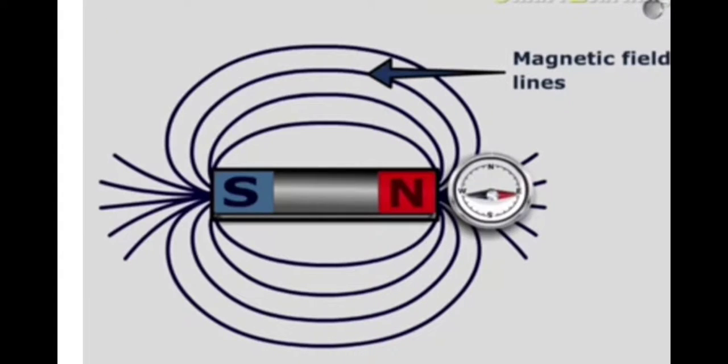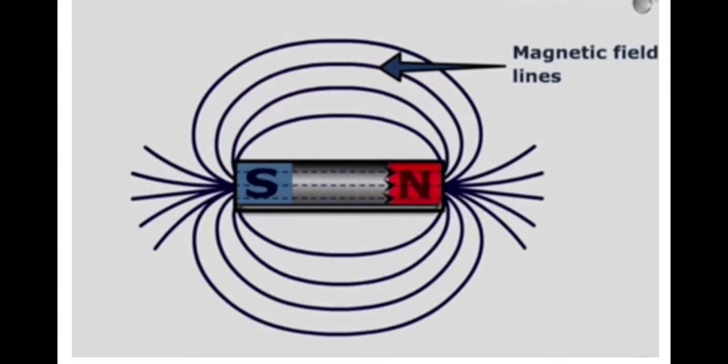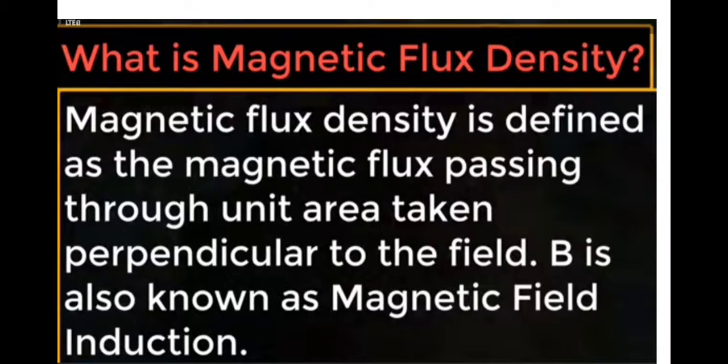Magnetic field has both direction and magnitude. Field lines emerge from the north pole and merge at the south pole. Inside the magnet, the direction of the field line is from its south pole to its north pole. Thus, the field lines are closed curves, and no two field lines cross each other.